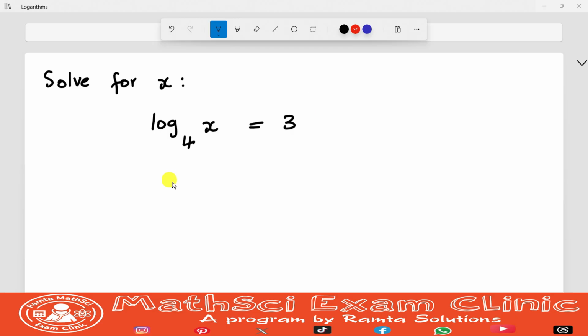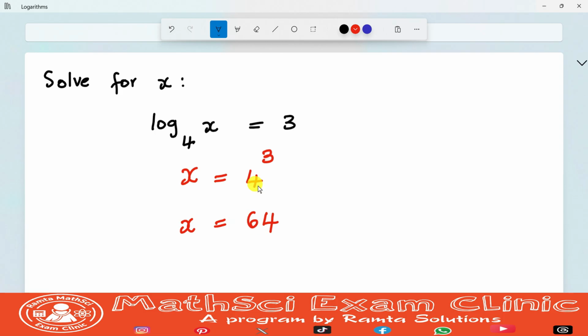When you're given a question like this, you do not need to waste your time. You will simply say, drop the log and you are left with x, and then the base of this log will be the base of the exponent. So it will be x equals 4 to the power 3. Then, what is 4 to the power 3? It is 64. And just like that, you are done.